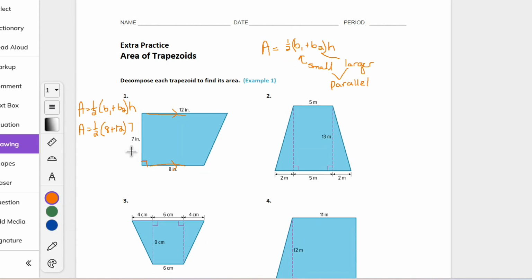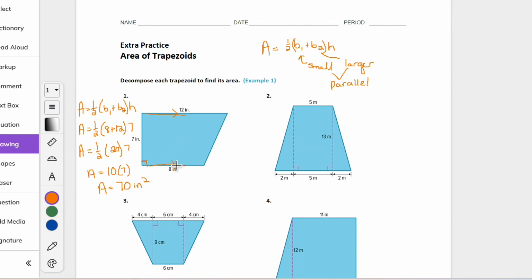So as we follow this, we do parentheses first, following my order of operations. 1/2, 8 plus 12 is 20 times 7. 1/2 of 20 is 10. Area equals 10 times 7. So the area is going to be 70 inches squared. Again, area is inches squared.